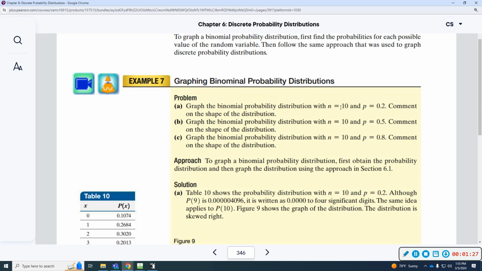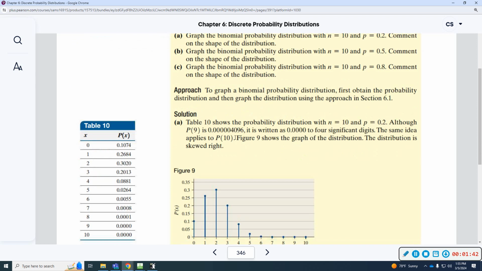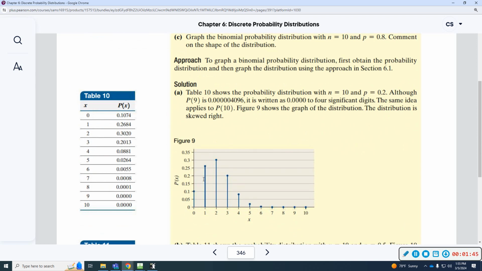So this one says when you have 10 trials and the probability of success is 0.2, and then 10 with the probability of success 0.5, and then 10 with the probability of success 0.8, we're holding the number of trials fixed. What you notice when you have a low probability of success, this first one for figure A, you get a skew to the right because most of your successes are going to be very low, like 2. That's what we expect. So with a low probability of success, you get a skew to the right graph.